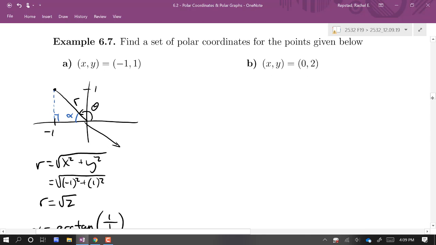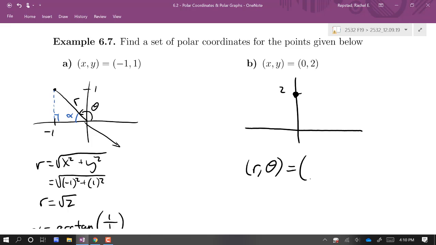One of the reasons why I sketch it first is because sometimes the answer is easy, and that's okay. So in rectangular coordinates, this is the point 0, 2. What are the polar coordinates? You can use the formulas and get them. Well, you can at least get r using the formulas, but we don't really need any formulas here. What's r? 2. What's theta? Pi over 2. Sometimes it's easy and that's okay.